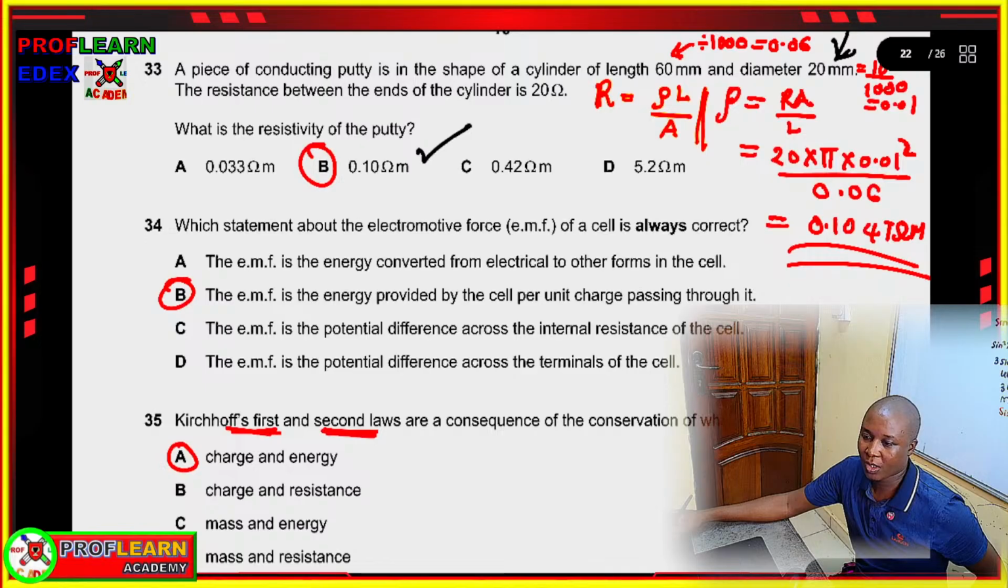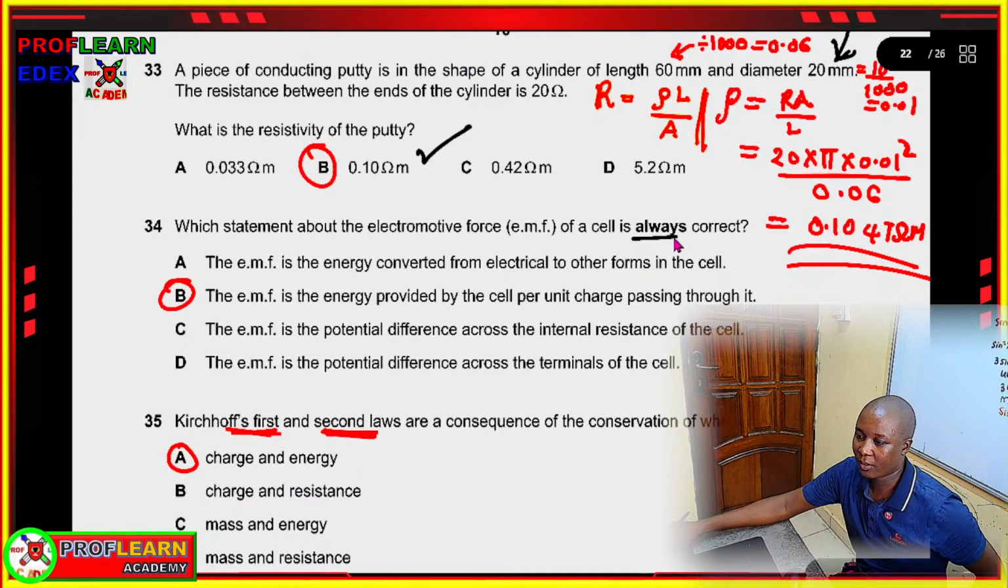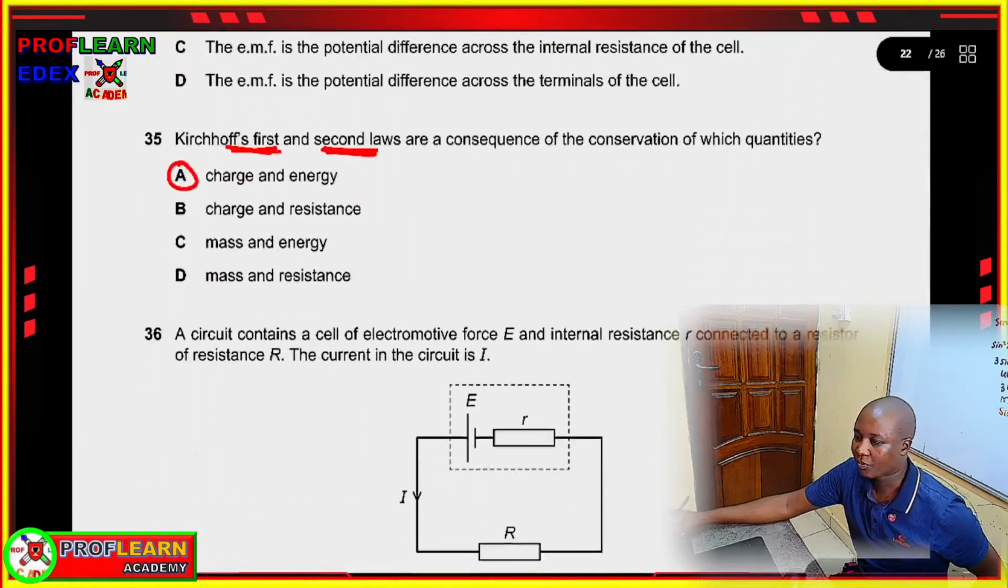Which statement about the electromotive force of a cell is always correct? EMF is the energy converted to other forms in the cell from electrical to other forms. No, this is PD that will be defined like that. EMF is the energy provided by the cell per unit charge passing through it. That's correct. EMF is the potential difference across the internal resistance? No. EMF is the potential difference across the terminals of the cell? No. The answer is B.